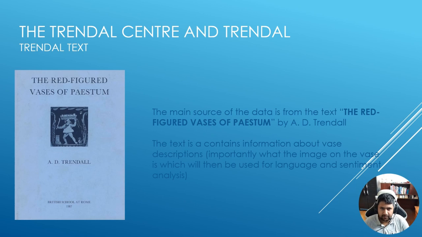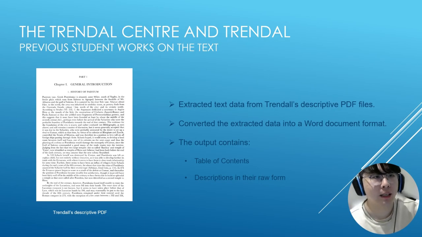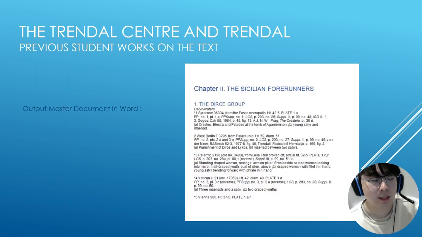The previous students worked on extracting text data from Trendall's PDF files. They processed the content and converted it into a Word document format for easier access. The output is called master document, which includes two primary components: a detailed table of contents and row descriptions for the vases. This transformation provides a foundational dataset, but requires further refinement for deeper analysis, as the descriptions were still in their unstructured form. The left-hand side is a demonstration of the original PDF file. The second slide is an example of master document.